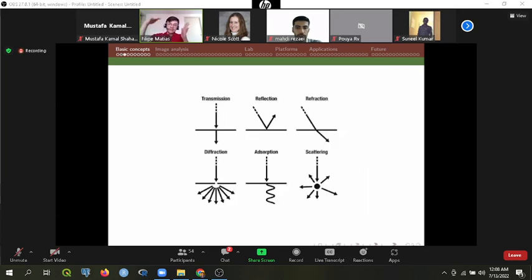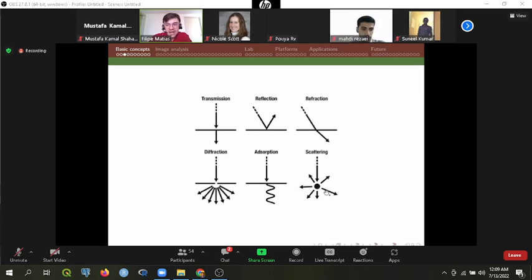When this radiation comes to a surface, all those types of reactions can happen, right? There is the transmission, when the radiation just passes through the object directly. There is the reflection, when it has contact with the object and comes back. The refraction, when it changes direction. Diffraction, when it breaks into many other small radiations. Absorption, which is very important, for example, for photosynthesis in plants. And scattering, which is one of the explanations of why the sky is blue.